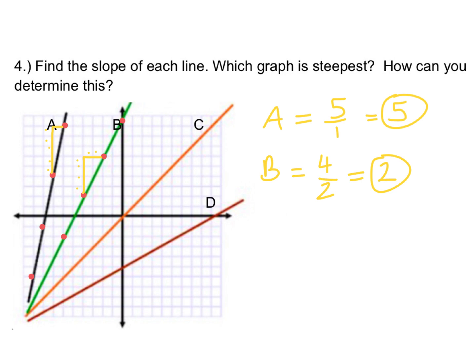Okay, now I'm going to go on to C. Okay, find my good points. Looks like it's going through the origin. Maybe every point is a good point. Okay, so this one is going to be up 1 over 1. So let me do that again. It's going to go up 1 over 1. So this one is 1 over 1, which is the same thing as just 1.